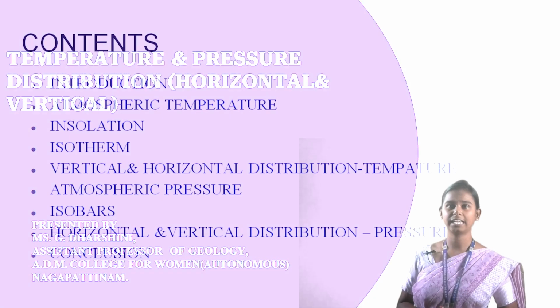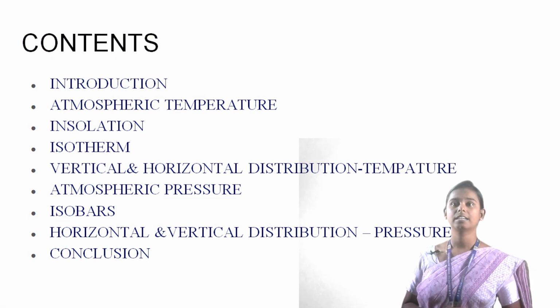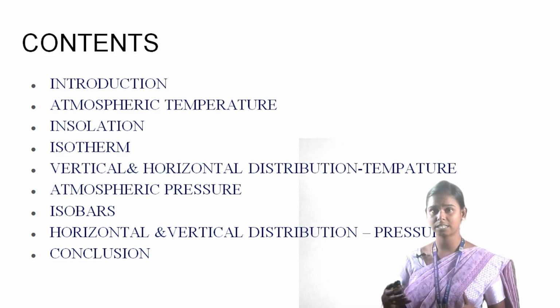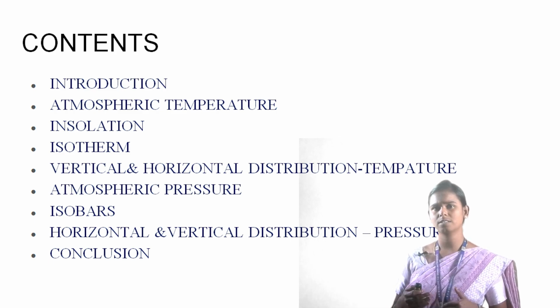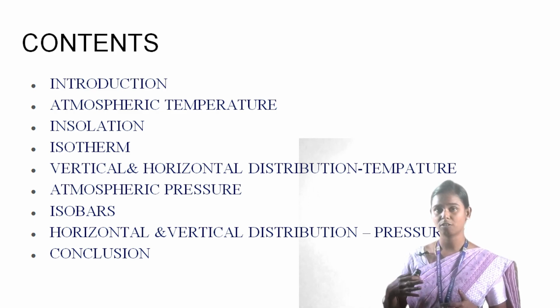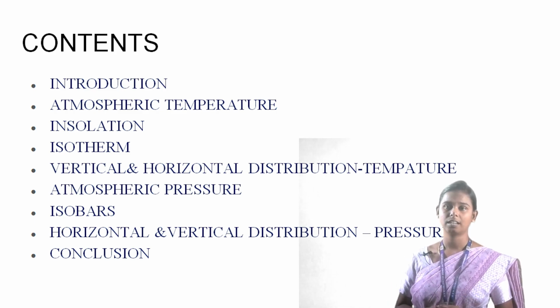Okay, what we can see is the introduction and atmospheric temperature, what is insolation, what is isotherm, and vertical distribution of temperature and horizontal distribution of temperature, and what is atmospheric pressure, isobars, and the horizontal and vertical distribution of atmospheric pressure. Conclusion.